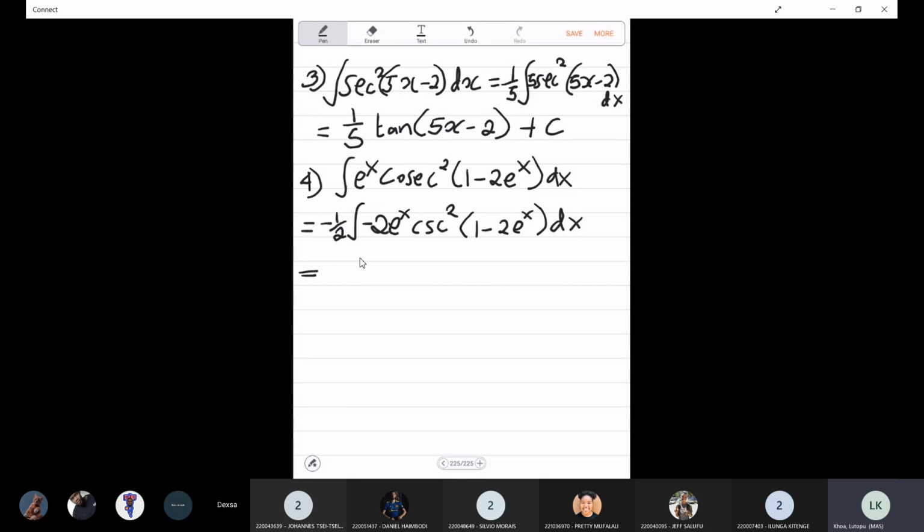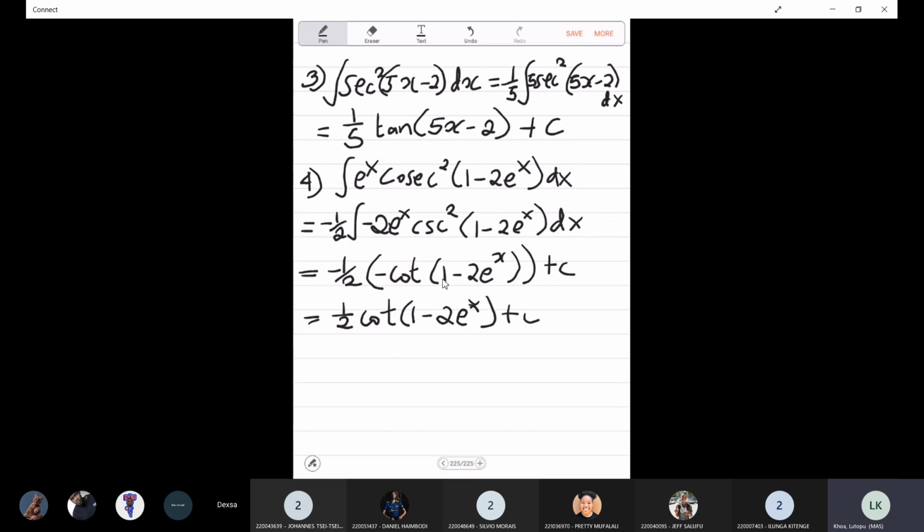Okay, so this is minus a half, and we say the integral of cosec squared is negative cot. So we have negative cot of 1 minus 2e to the power of x plus our constant, which gives us a half cot of 1 minus 2e to the power of x plus c.